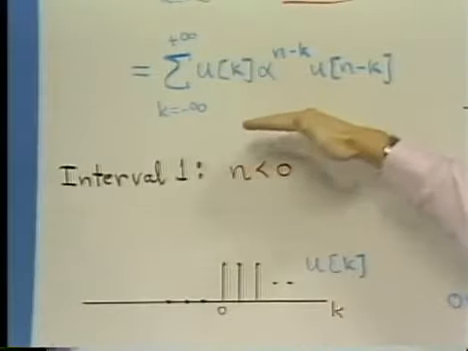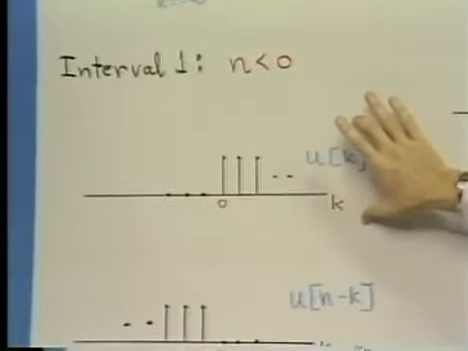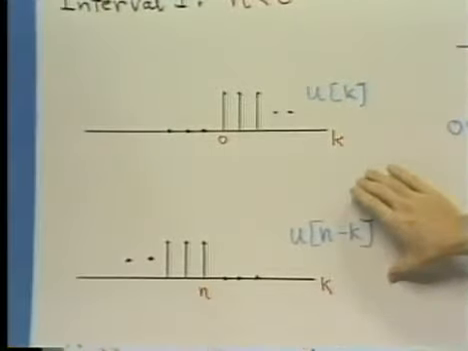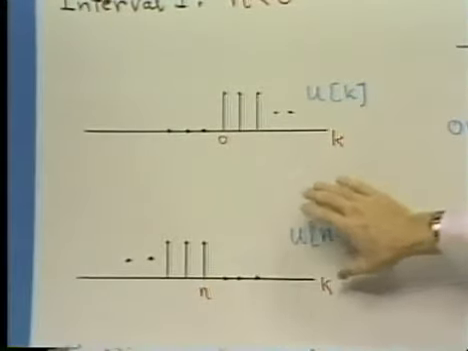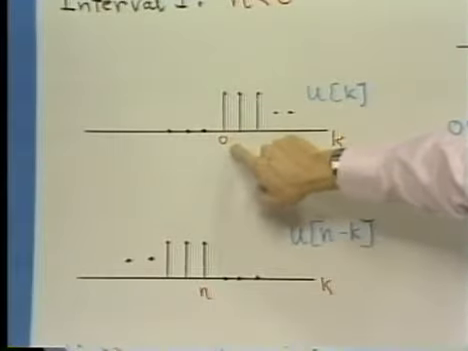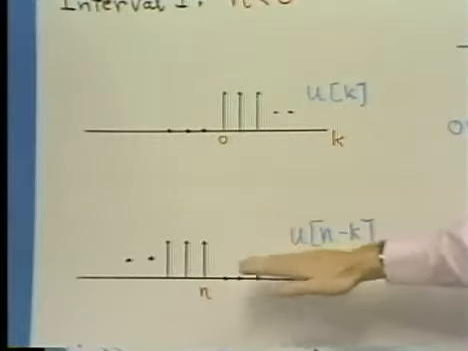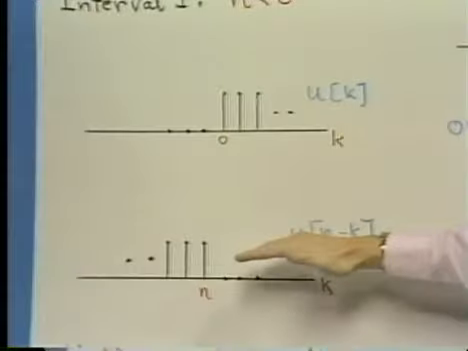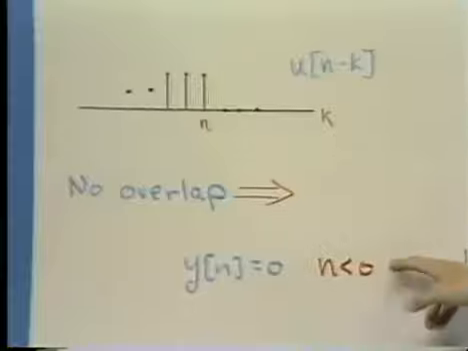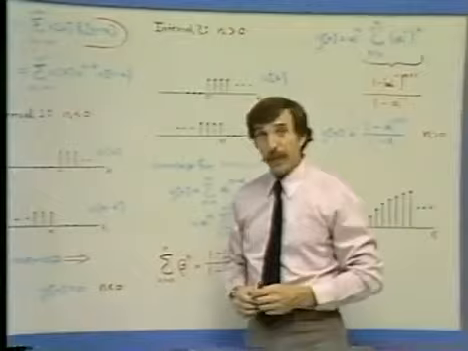Let me just stress that by looking at the particular graphs. Here is the unit step u of k. Here is the unit step u of n minus k. And for n less than 0, so that this point comes before this point, the product of these two is equal to 0. That means there's no overlap between these two terms, and so it says that y of n, the output, is 0 for n less than 0. Well, that was an easy one.